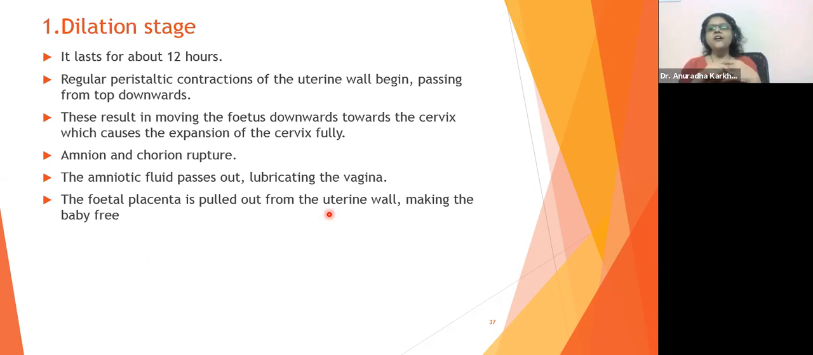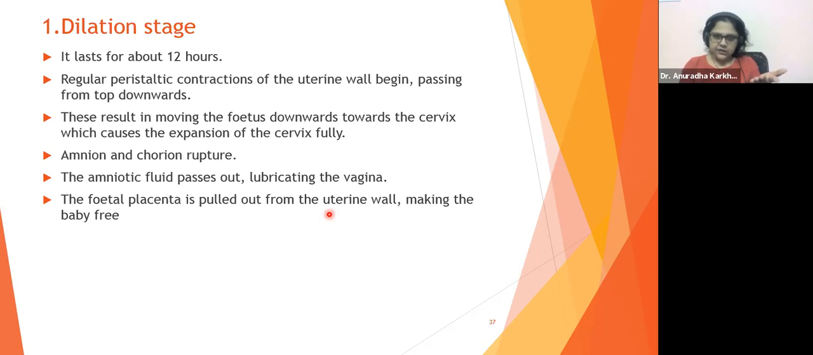Amnion and chorion rupture. Because of those contractions, the peristaltic action, it's like pumping ahead with force, the head of the fetus will rupture the amnion and the chorion membrane. The amniotic fluid passes out, lubricating the vagina, which is very important. Without this, the smooth exit of the baby is not going to be possible. The fetal placenta is pulled out from the uterine wall, making the baby free from the mother. So this is the dilation stage.